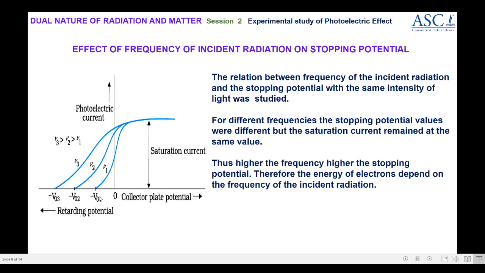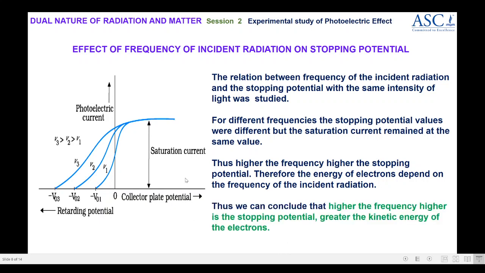Therefore the energy of the electrons, they depend on the frequency of the incident radiation. Now you have to understand that the higher the frequency, higher is the stopping potential and greater the kinetic energy of the electrons. Kinetic energy depends upon the frequency. As you have already studied, kinetic energy also depends upon the stopping potential. So higher the frequency, higher the stopping potential, therefore greater the kinetic energy of the electrons.